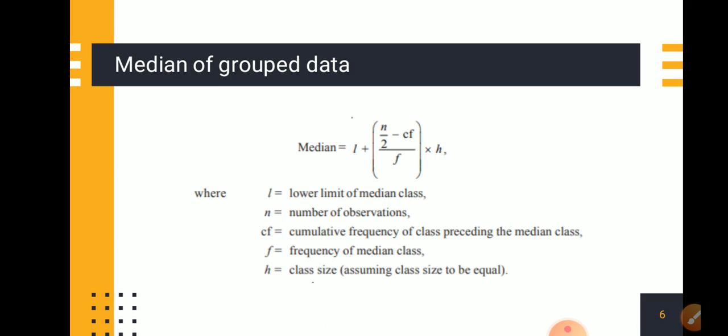Now let us understand how to calculate the median of grouped data. The median of grouped data can be calculated through the formula L plus (n by 2 minus Cf) by f into h. Now understanding what these symbols and terms denote. L represents the lower limit of the median class. N, as I've just explained, is number of observations, and n by 2 is half of it. Cf is the cumulative frequency and h is the class size.